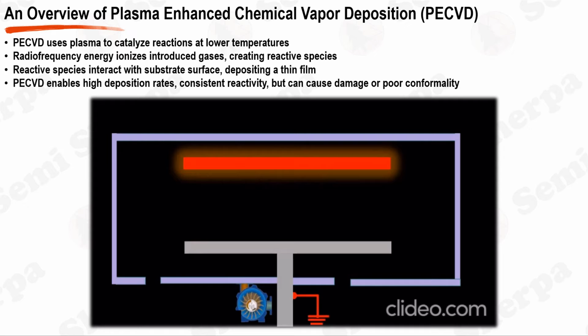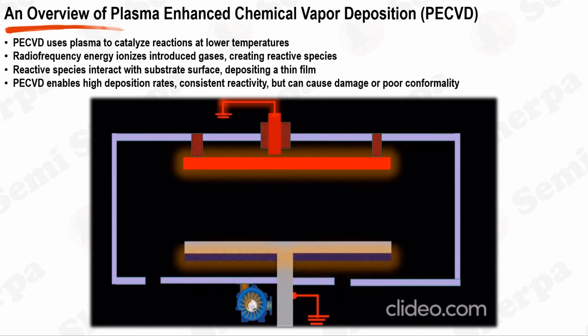Following the gas introduction, radiofrequency, RF, energy is applied. This energy ionizes the gas, leading to the formation of a plasma state. The plasma state is characterized by a mix of charged particles, including electrons, ions, and neutral species. It's noteworthy that these high-energy electrons are instrumental in breaking down the gas molecules into reactive species, an essential part of the PECVD process.